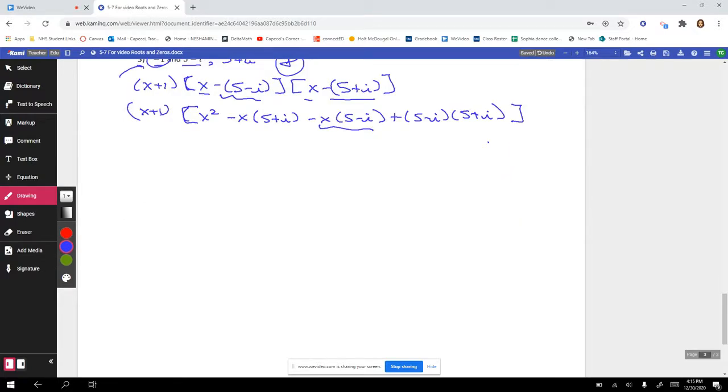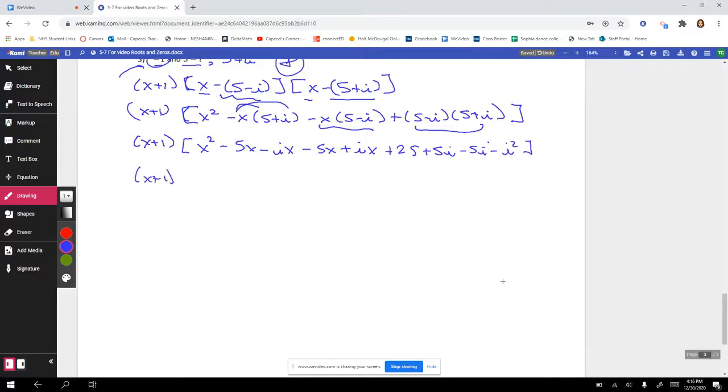Now we're going to need a couple steps to clean this up. So I'm going to rewrite that x plus 1. Now in my bracket, that becomes an x squared. I'm going to distribute, so it gives me negative 5x, and taking the negative x times positive i, I get negative ix. I'll do the same thing with the next set of terms, and that gives me negative 5x, and this time I get plus ix. And then I'm going to use FOIL here. So 5 times 5 gives me 25. My outside gives me positive 5i. My inside gives me negative 5i. And my last term is negative times positive, which is a negative, i times i, which is i squared.